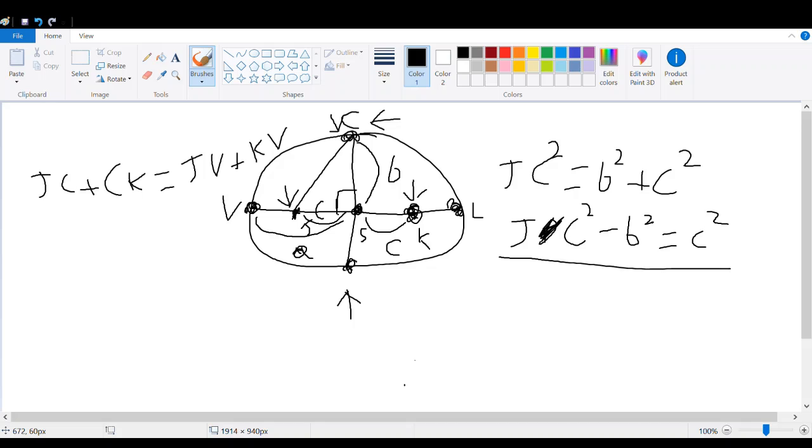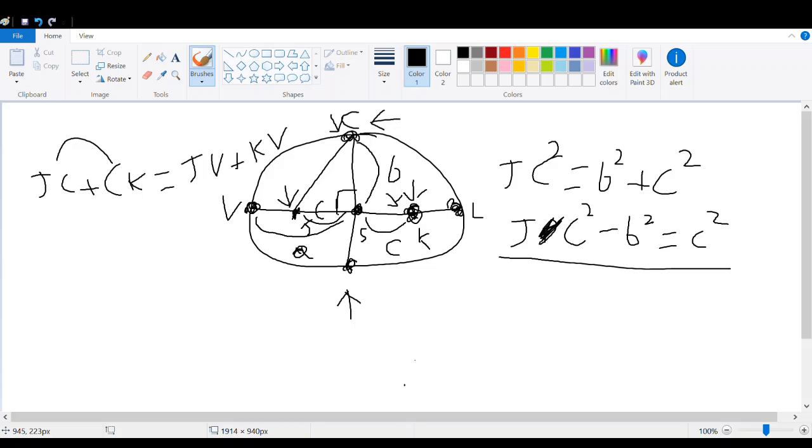Because every point on an ellipse has to be equidistant from the foci. Yes, and these two, if we have the distance from focus 1 to point C, plus the distance from focus 2 to point C, equals the distance from focus 1 to point V, plus the distance from focus 2 to point V. So now let's substitute a few things.